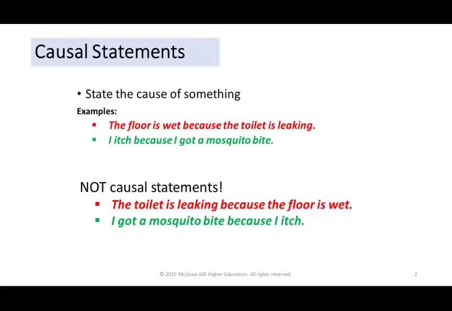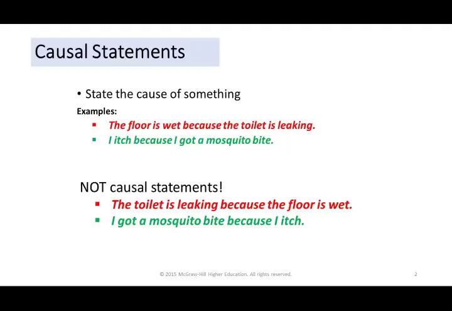So causal statements, basically, they're simple. They just state the cause of something. So here's a couple of examples. The floor is wet because the toilet is leaking. So here I'm just stating why the floor is wet. I'm giving cause and effect, and I'm giving you the cause for the floor being wet, and that is because the toilet's leaking.